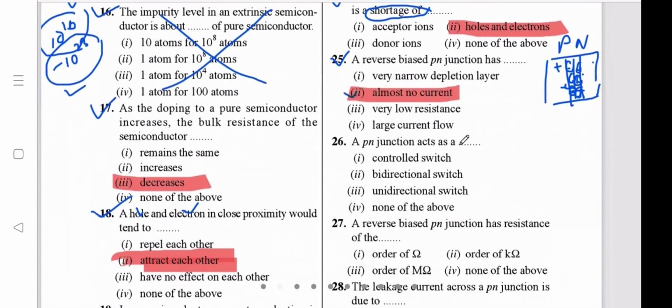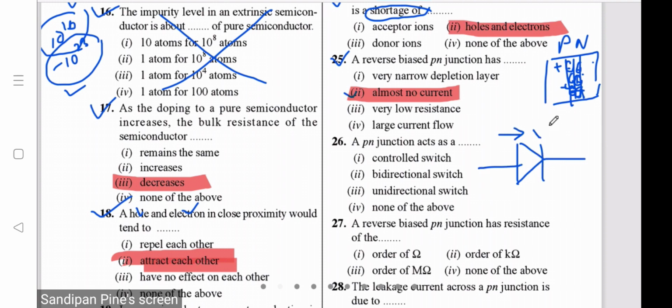A PN junction acts as a control switch, unidirectional switch, or none of the above. I told you a PN junction is a unidirectional switch. If the pressure and the arrow direction match, pressure from this side to this side, current will flow. If the pressure and arrow direction are opposite, current will not flow. So it allows current in one direction only. That's why the device is called a unidirectional switch.